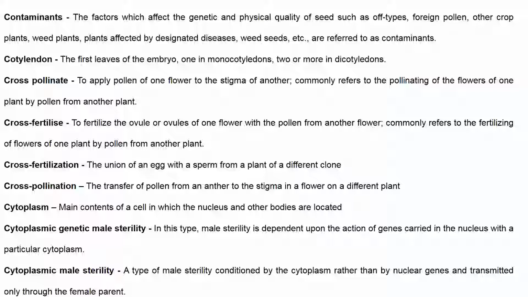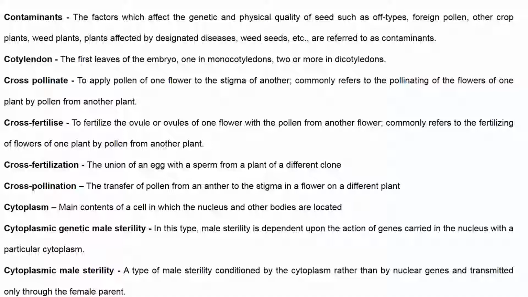Cotyledon: first leaf of the embryo, one in monocotyledons, two or more in dicots. Cross-pollinate: to apply pollen of one flower to the stigma of another, commonly refers to pollinating the flowers of one plant by pollen from another plant. Cross-fertilize: to fertilize the ovule or ovules of one flower with the pollen from another flower, commonly refers to fertilizing flowers of one plant by pollen from another plant.